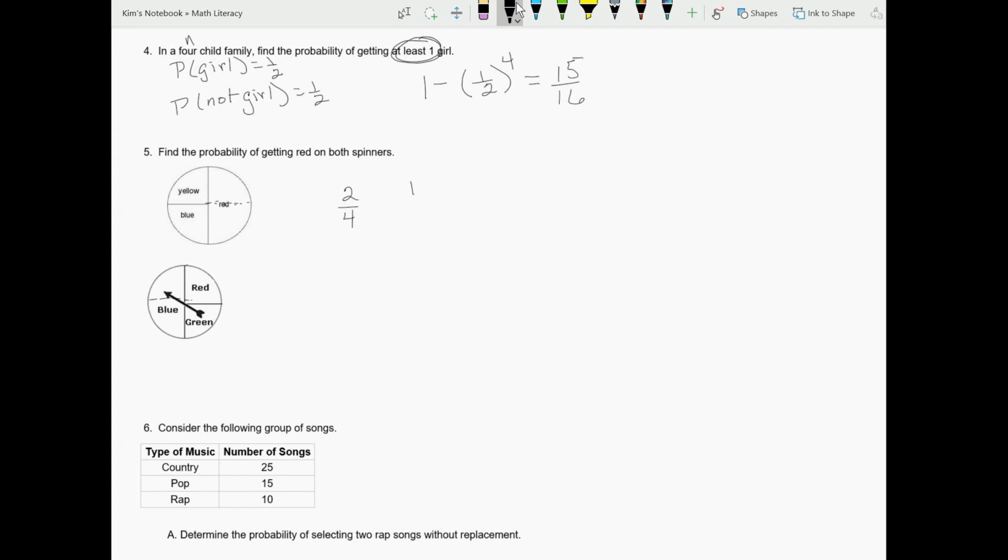So I have to figure out, am I adding these or am I multiplying these? Well, I don't see the word AND and I don't see the word OR in this problem, but you have to sort of read into that. Find the probability of getting red on both spinners. So I want a red and I want the second one to be red. So this is an AND probability, so that means I'm going to be multiplying these. So that's going to give me 1/8 for my answer.